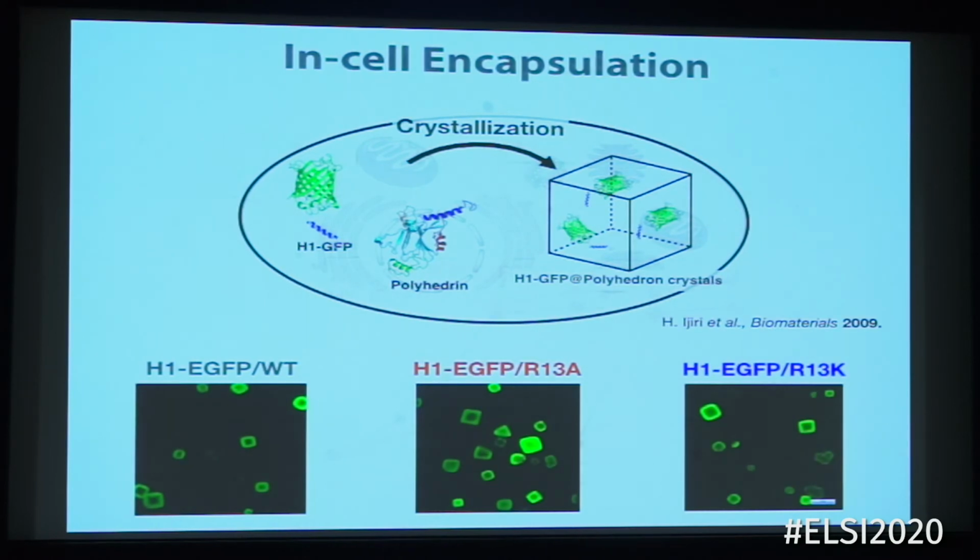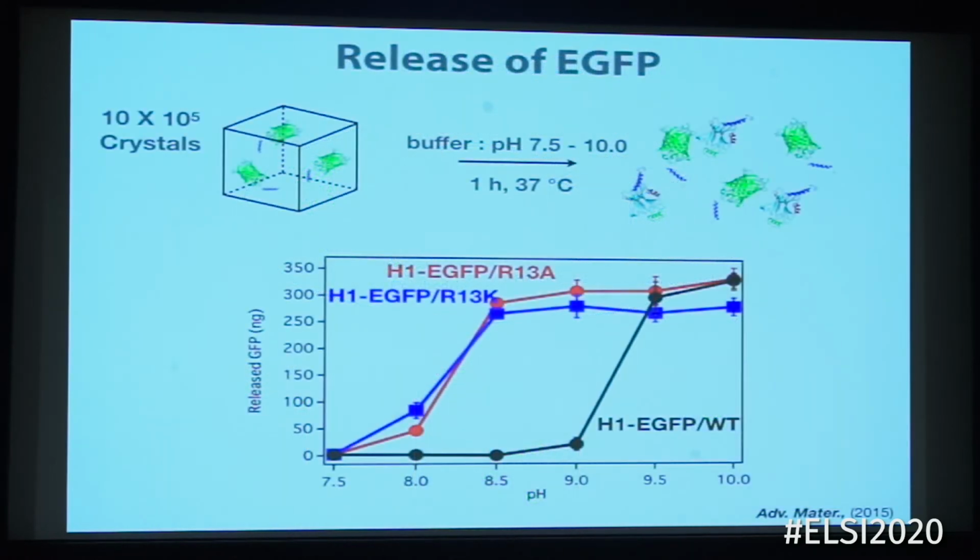Then we evaluated the dissolving efficiency of the mutant. The mutant can easily release the GFP around pH 8 to 8.5. In comparison, at higher pH, the wild type dissolves and releases the GFP around pH 9 to pH 9.5. So at first, our chemical design and protein engineering were successfully utilized for this dissolving behavior, right?